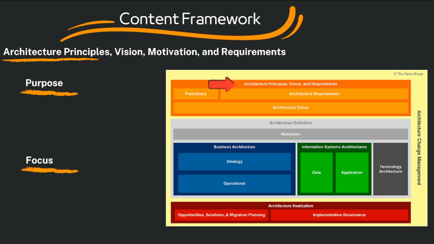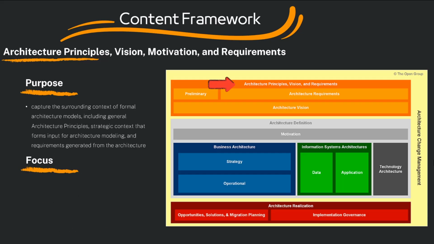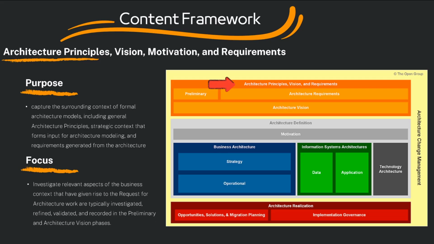Architecture principles, vision, motivation, and requirements. Purpose: capture the surrounding context of formal architecture models, including general architecture principles, strategic context that forms input for architecture modeling, and requirements generated from the architecture. Focus: relevant aspects of the business context that have given rise to the request for architecture work are typically investigated, refined, validated, and recorded in the preliminary and architecture vision phases.